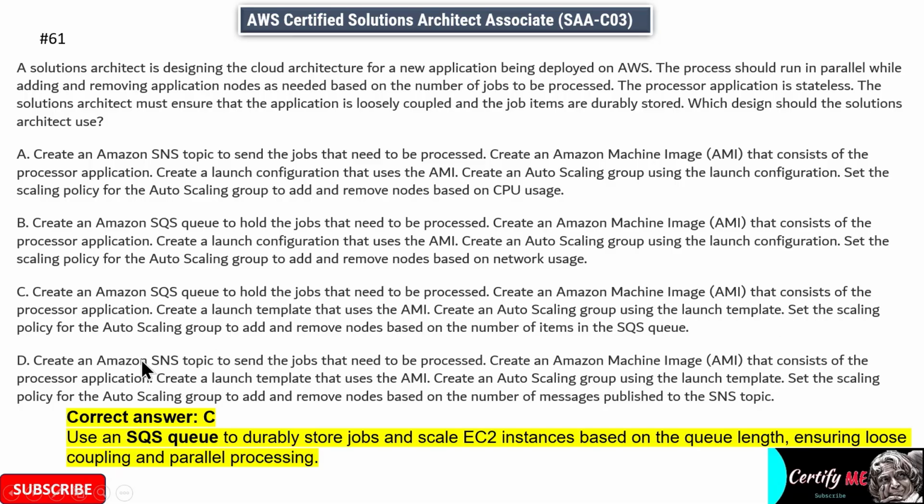Set the scaling policy for the auto-scaling group to add and remove nodes based on the number of items in the SQS queue. Use an SQS queue to durably store jobs and scale EC2 instances based on the queue length, ensuring loose coupling and parallel processing. Next question.